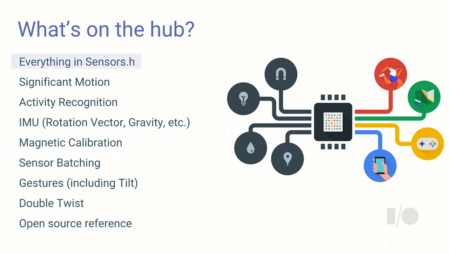It's running everything in sensors.h. This includes things like game rotation vectors, gravity. We're running significant motion detector, which is the primary use case for Android doze mode. All of our activity recognition models are in this hub. And we introduced new gestures like double twist, which is a private sensor that you could register your application to today.